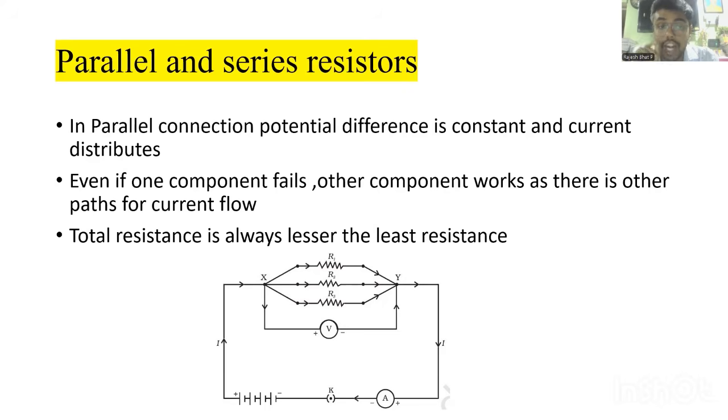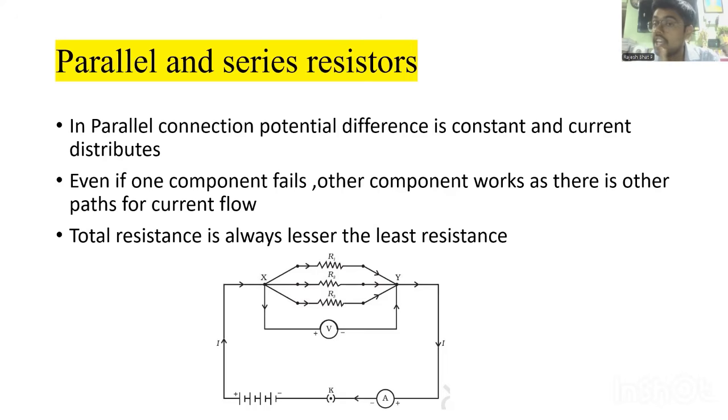And a very important last point you can see here. Even in numericals, you should have this idea. Total resistance is always lesser than the least resistance. What is the meaning? If at all R1 is 2 ohms, R2 is 3 ohms and 4 ohms, if at all 2, 3 and 4 ohms.